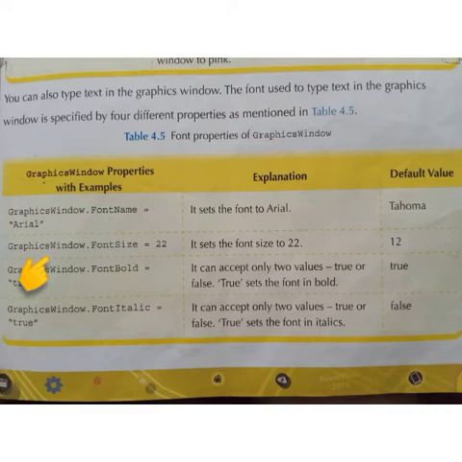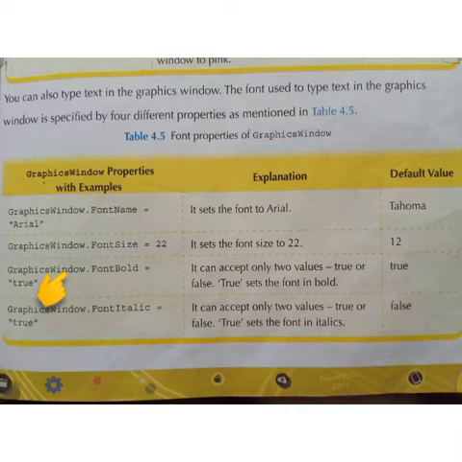Come to the next one, graphicswindow.FontBold equal to true. Font bold means I have chosen the bold font. If you want bold, you can choose it here. Within the double quotes I have mentioned true. It can accept only two values, true or false. True sets the font in bold. The default value is true only.